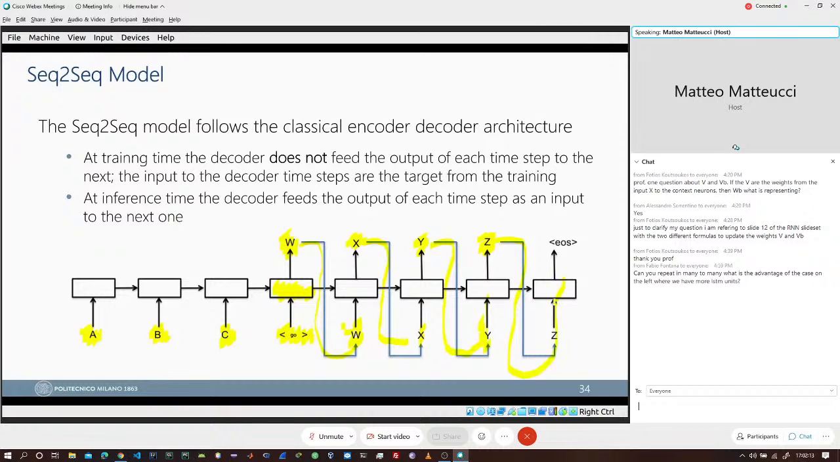And this is what happens. At a certain point, your network will predict a special character, which is the end of sentence, which says, I have generated the output.